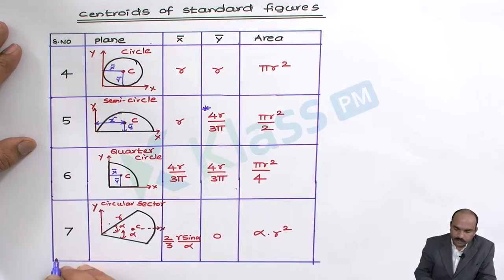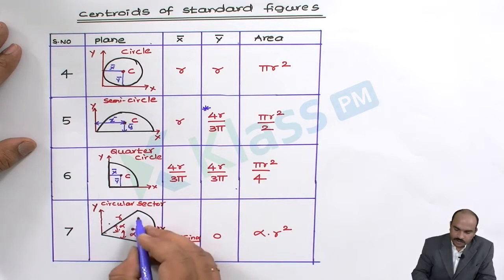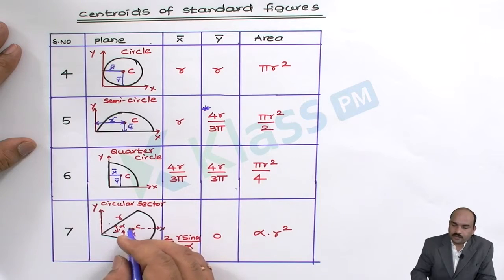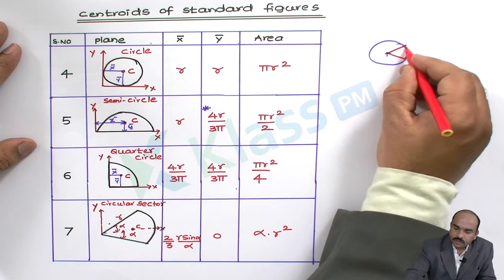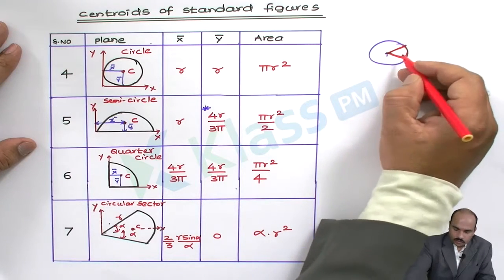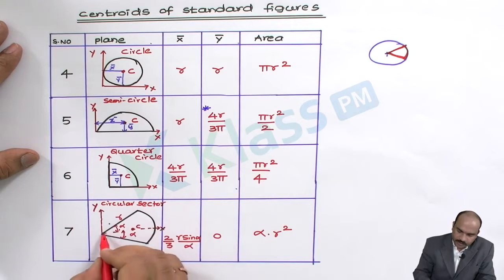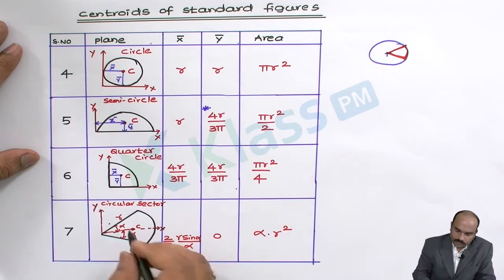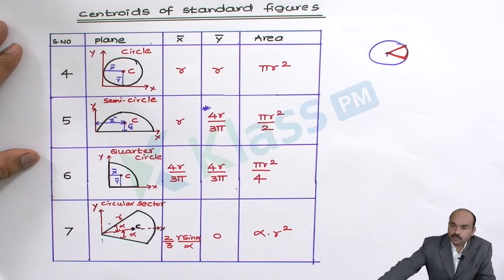Then the other one is the circular sector, meaning a portion of the circle. If you see the circle, let us take some sector, so this part is a sector. So this is the circular sector. This length is the radius and this angle is alpha. This is the x-axis and this is the y-axis. Now C is the center of this circular sector. Now this x bar, I'll show you in the diagram.